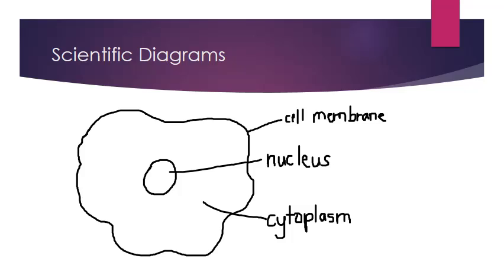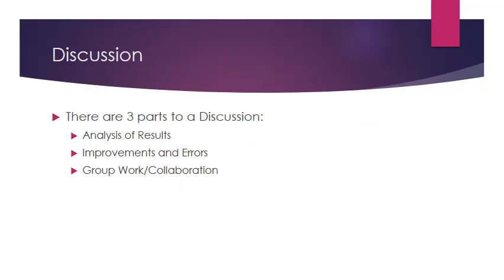Now there's something missing from this cell, and that's a title. So I'm going to write that on, animal cell. And to show that that's a title, I'm going to underline it. Now I should probably say at what magnification I saw this at as well. So I'm going to write times 40, because that was the objective I was using at the time. Okay, so that was a basic scientific diagram.